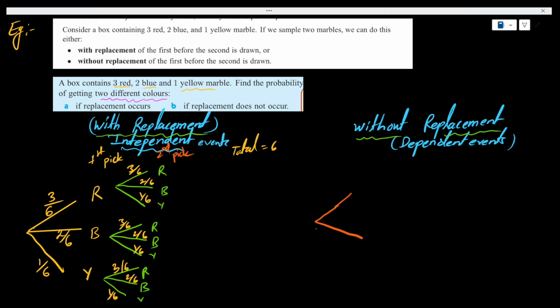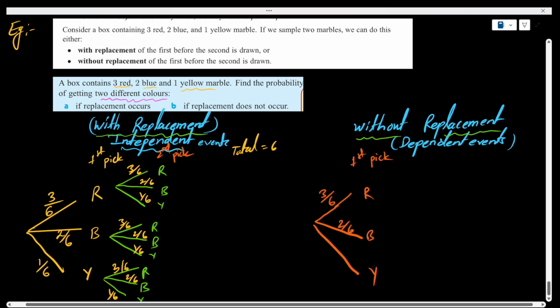Here also there are going to be three possibilities: red, blue and yellow. This is your first pick. Now, for the first pick there is no change. It is going to be 3 by 6. Then the second will have 2 by 6 and the third one will have 1 by 6.